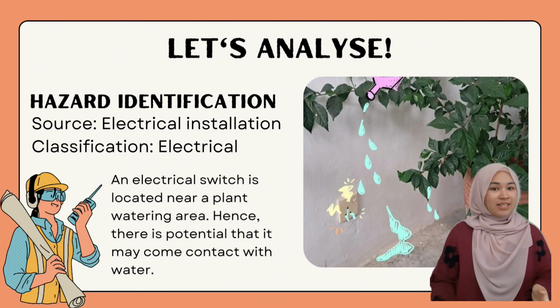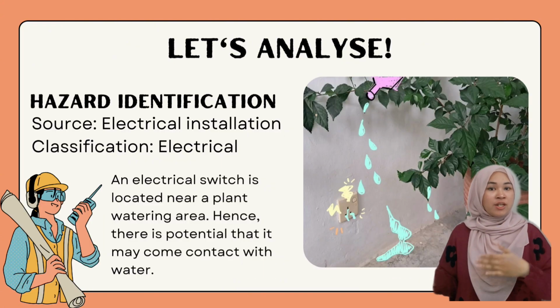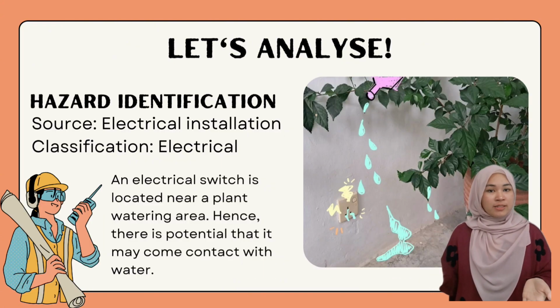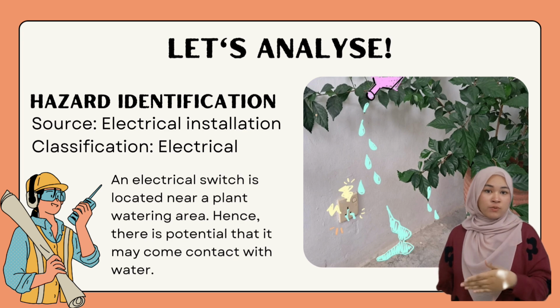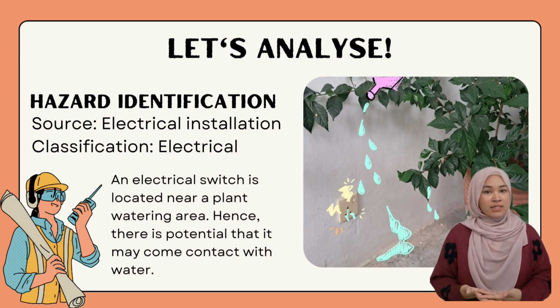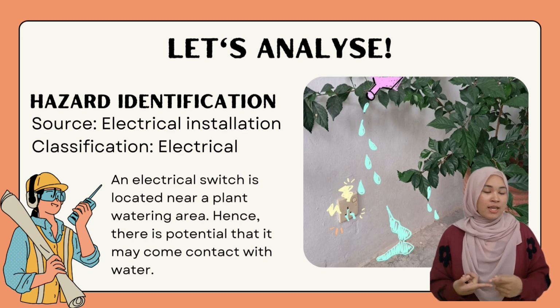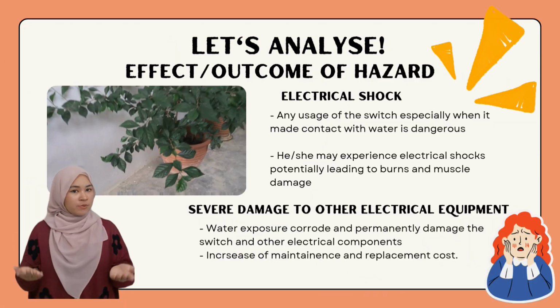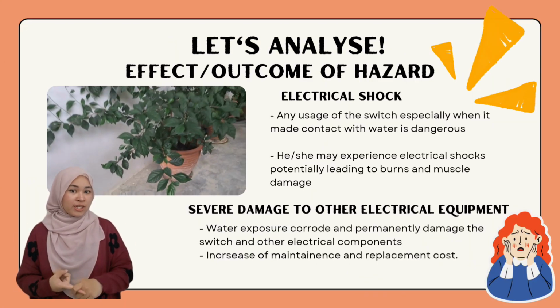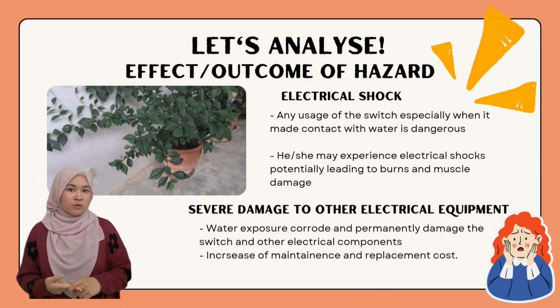Let's go. As you can see, there is a switch near a water area. So the risk here is that the water may make contact with the switch. So the source of the hazard is electrical installation and is classified as electrical. The outcome of the hazards include electric shock and severe damage to other electrical equipment.